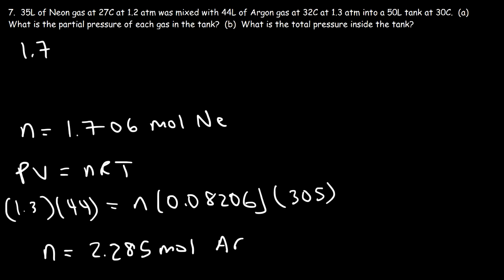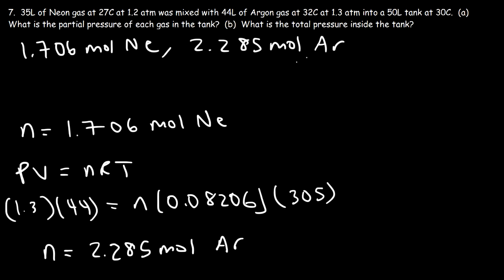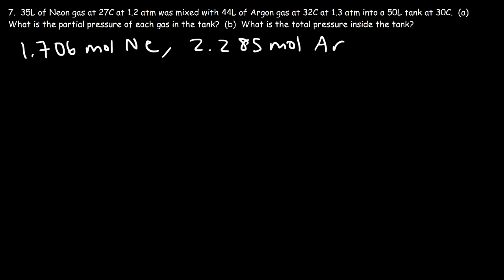So we have 1.706 moles of neon and 2.285 moles of argon. So now what should we do next at this point? How can we use this information to find the new partial pressure in the tank for each of these gases? We can use the same equation, PV is equal to nRT. The only difference is we're going to use a new volume and a new temperature.